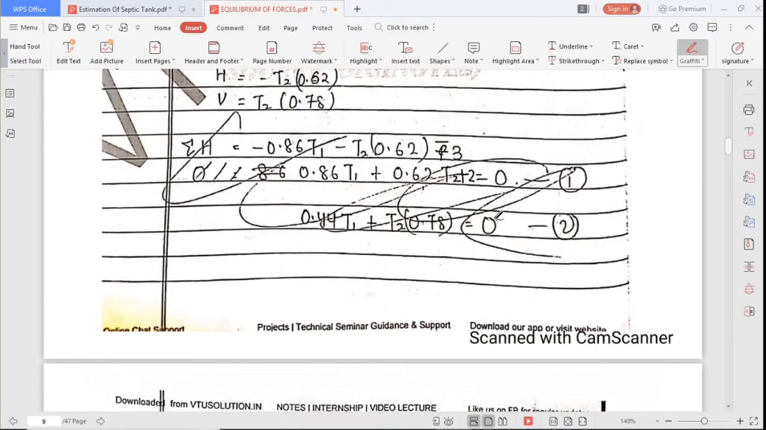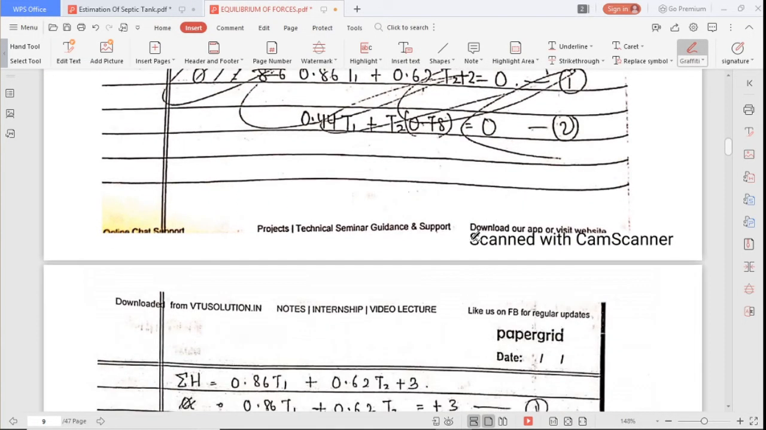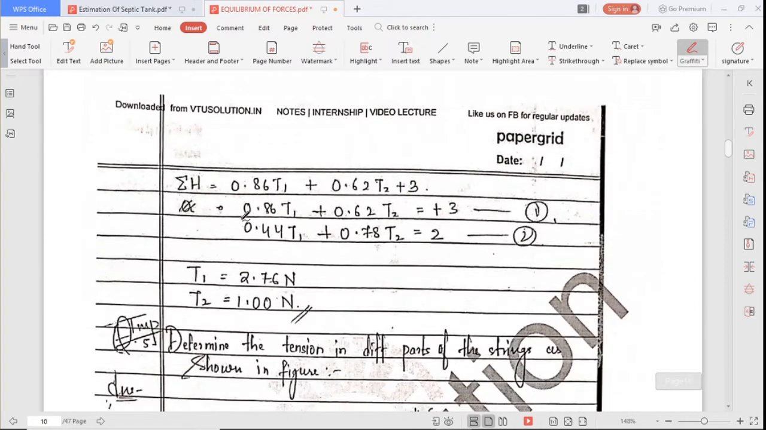So we'll get two equations, equation 1 and equation 2. If you follow what I said, you will get these equations: summation of horizontal force equal to 0, summation of vertical force equal to 0. Then solve these two equations, we will get T1 as 2.76, T2 as 1 Newton.